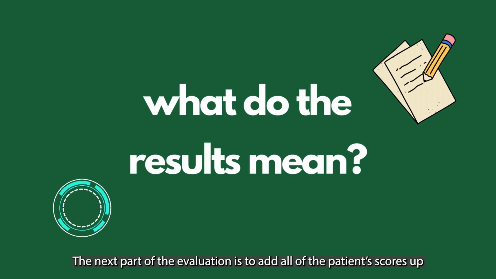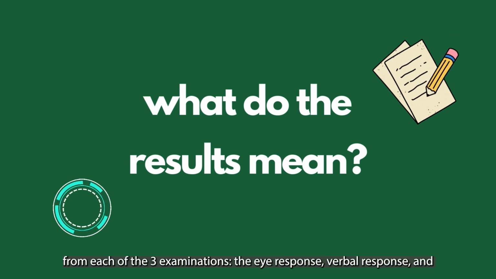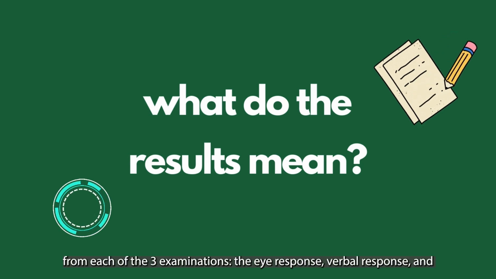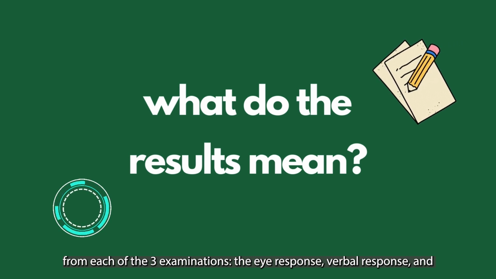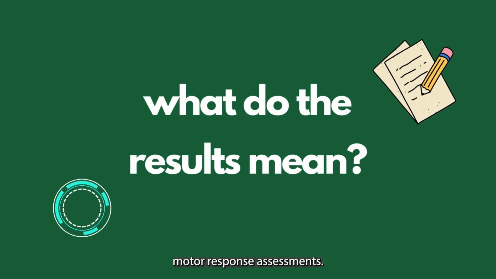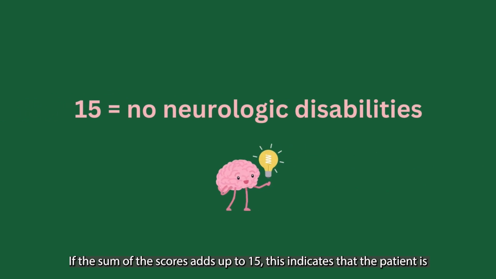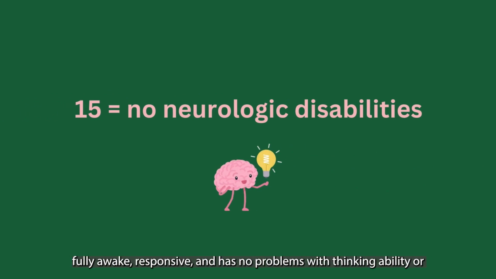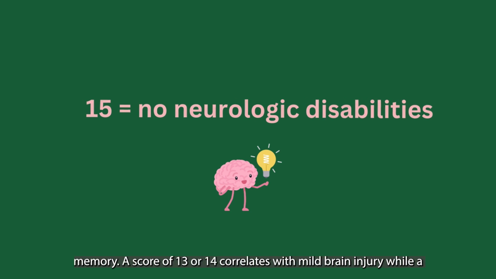The next part of the evaluation is to add all the patient's scores up from each of the 3 examinations: the eye response, verbal response, and motor response assessments. If the sum of the scores adds up to 15, this indicates that the patient is fully awake, responsive, and has no problems with their thinking ability or memory.